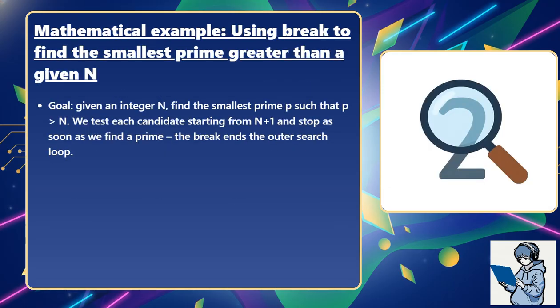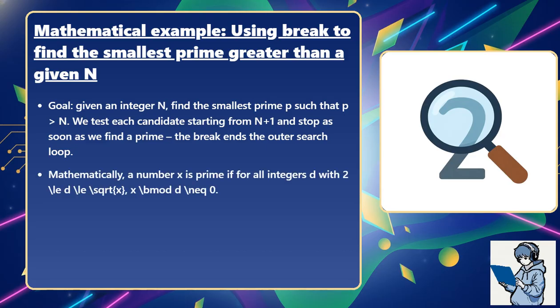Goal: given an integer n, find the smallest prime p such that p is greater than n. We test each candidate starting from n+1 and stop as soon as we find a prime. The break ends the outer search loop. Mathematically, a number x is prime if for all integers d with 2 less than or equal to d less than or equal to the square root of x, x modulo d is not equal to 0.